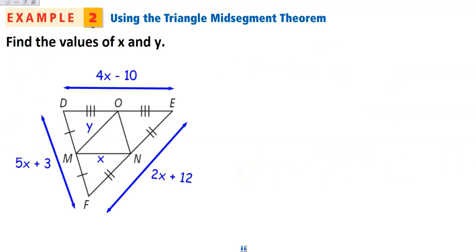I want to find the values of x and y. So what I'm going to look at is inside the triangle where we start. I've got this side that's going to go with this side, and I want to find y, and y is here, and it's going to go with this side.